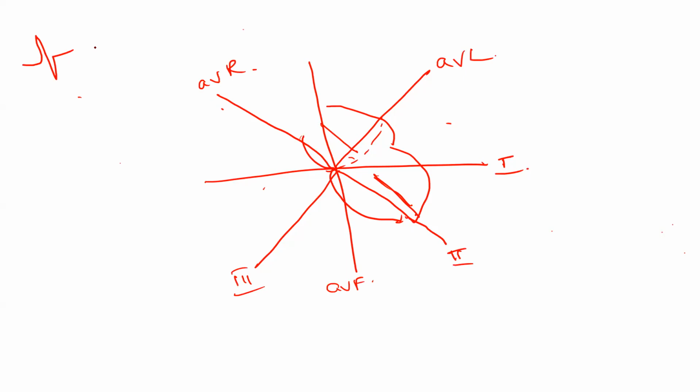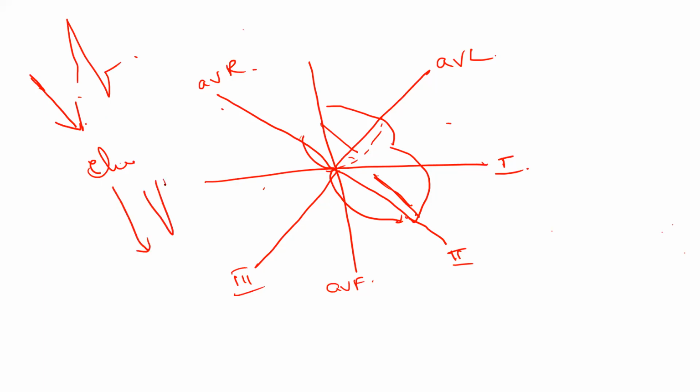When do you get a positive deflection? When the current is flowing towards the electrode. If the electrode is located here, when the current vector is towards the electrode, it is going to produce a positive deflection. When the current is going away from the electrode, it is going to produce a negative deflection.